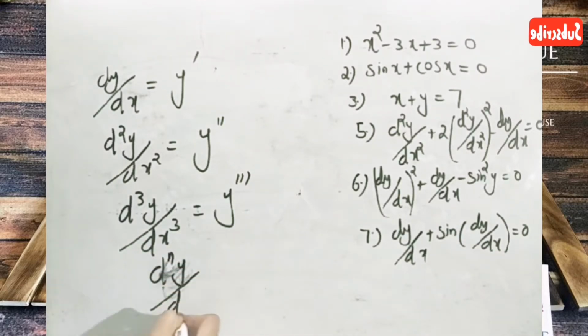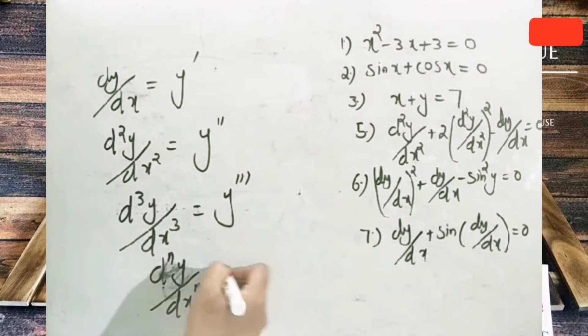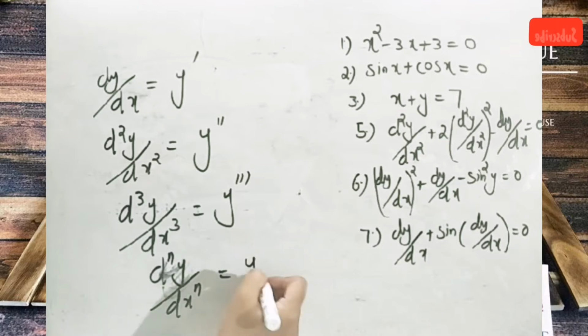Therefore, for higher order derivatives, we use the notation yn for the nth order derivative, that is d raised to n y divided by dx raised to n. It is very difficult for us to put that many dashes as super suffix, so in this case we will represent it as yn, the nth order derivative. We will use these notations in the case of differential equations.